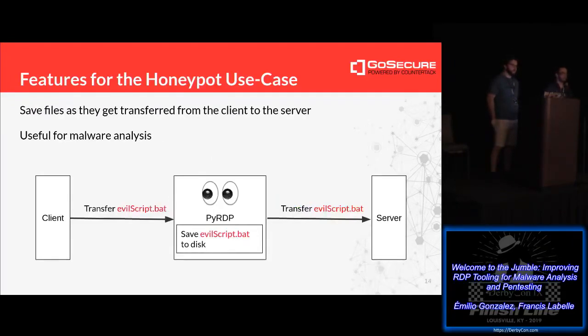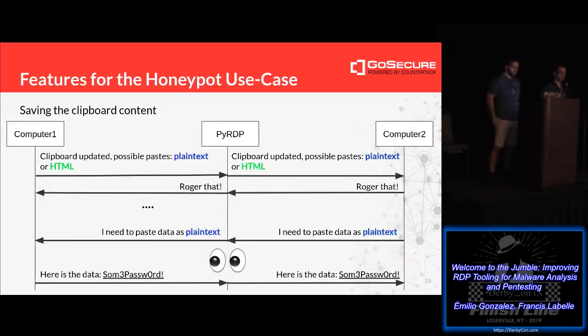For the device redirection channel, since we see everything in the middle of the connection, whenever a file gets transferred, PyRDP can save a copy of it to disk. Say I'm an evil client, and I transfer to a server evilscript.bat. PyRDP saves a copy of it to disk, so even if you run it on the server and delete it afterward, it can still be retrieved with PyRDP. And obviously, we thought that could be useful for malware analysis. For the clipboard, we do something similar. Whenever something gets pasted, PyRDP saves a copy of it, and in the replay, we can see it afterward.